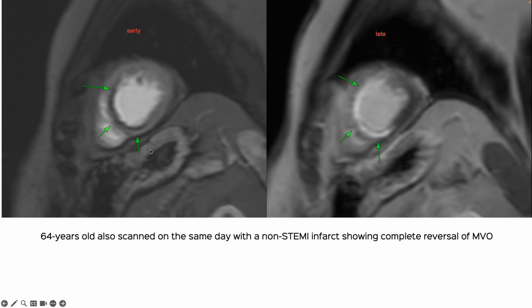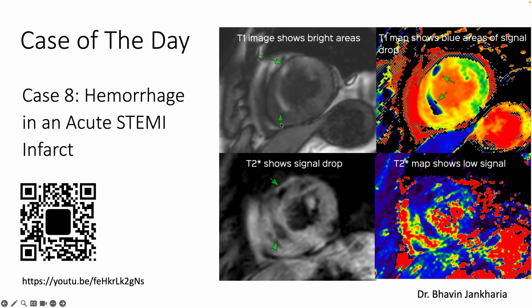Now, coincidentally, the same day that we scanned our index patient, I had this patient with an LAD territory infarct in the apical septum, which completely reverses. So it is showing a dark core on early enhanced images, but it completely fills in on the late GAD images. So this is a reversible MVO.